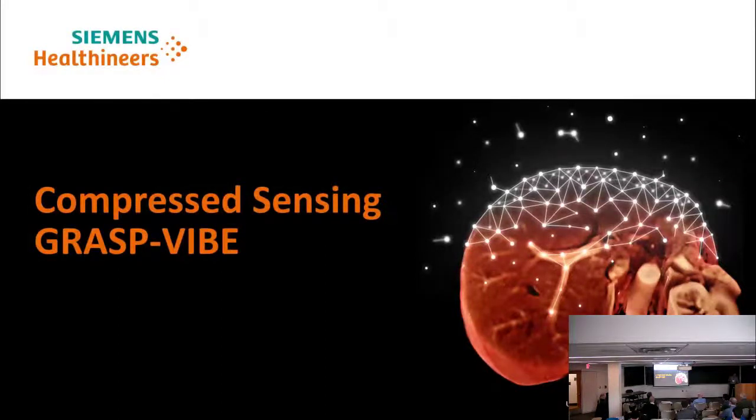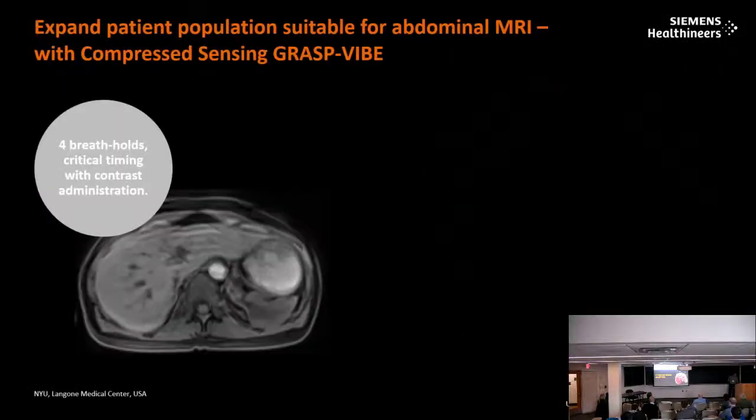So the second application that I'm going to present is something called compressed sensing GRASP VIBE. So VIBE is just the name of the excitation sequence. So I'm not going to go into that. But GRASP is more linked to the sampling pattern, and so this is more interesting, more related to core compressed sensing. So the application for that is for oncology.